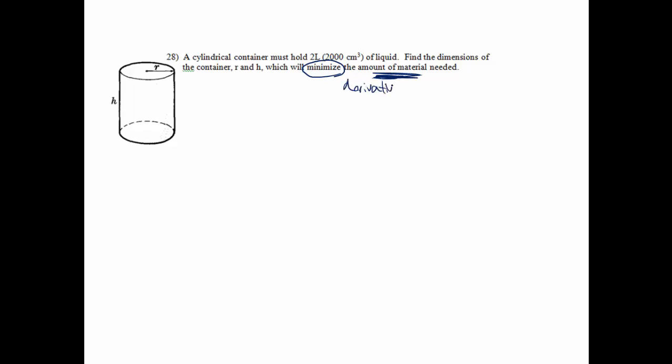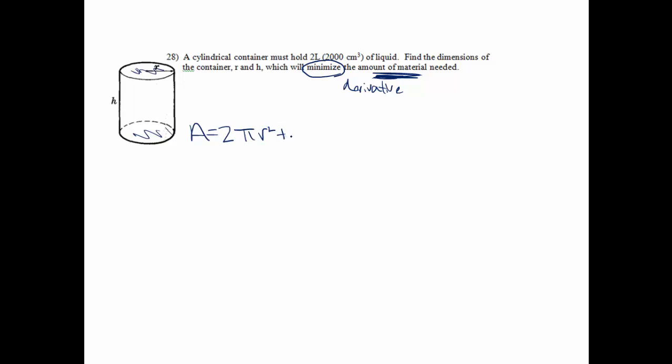We need a formula for the amount of material. If we've got this cylindrical container, it doesn't say the top is off, so we're going to have a top and a bottom, and then we're going to have the material around the side. So I need to figure out a formula for that amount of material. I notice I have a top and a bottom. They are both circles. The area of a circle is pi r squared, and there are two of them because there is a top and a bottom.